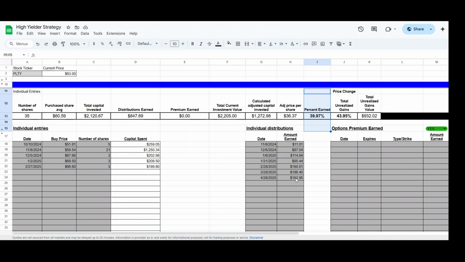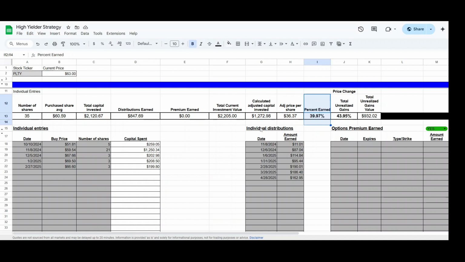My goal is to get to the point where YieldMax is buying more shares for me instead of me using my capital to buy more shares. And again, you do have to start off with using your capital. But the end goal for me is to get to the point where YieldMax is buying more shares for me. So as you can see here, I am at about 39, almost 40% of my capital earned back.